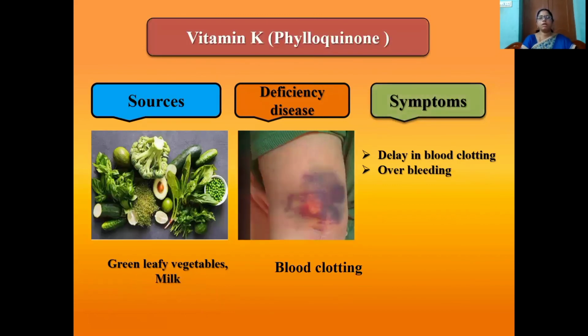The next one is vitamin K. This vitamin is also known as phylloquinone. The sources of this vitamin: green leafy vegetables, milk. The deficiency of this vitamin leads to problems in blood clotting. The symptoms of this disease: delay in blood clotting, overbleeding.